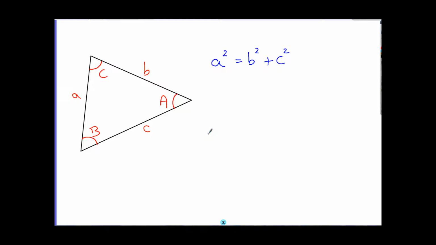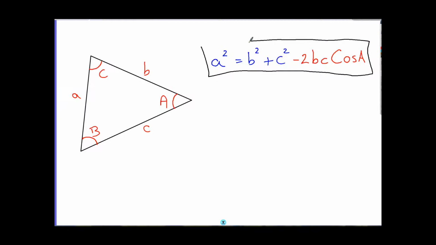But because this isn't a right angled triangle, we have to compensate for that. And so we just need to take away a little bit off the end. So we take away 2 times little side b again, and side c. And then this is where the cos comes in. Times by cos of angle A. And that's it. That's all there is to the cosine rule. We'll now be able to use this to find that missing side in our first triangle.